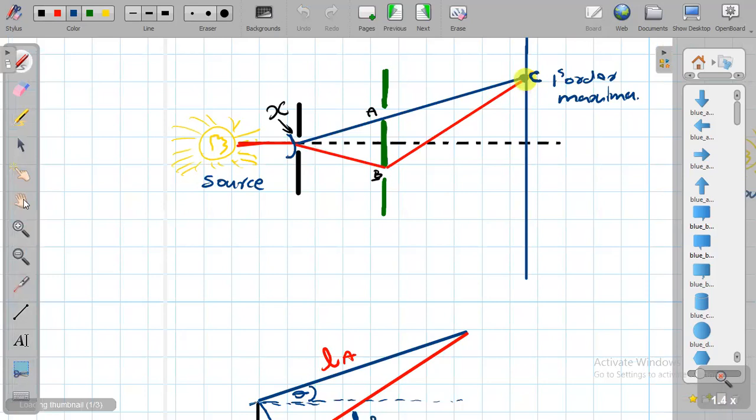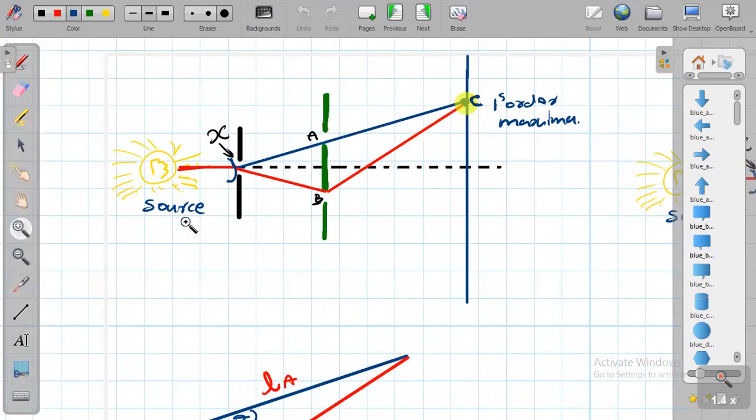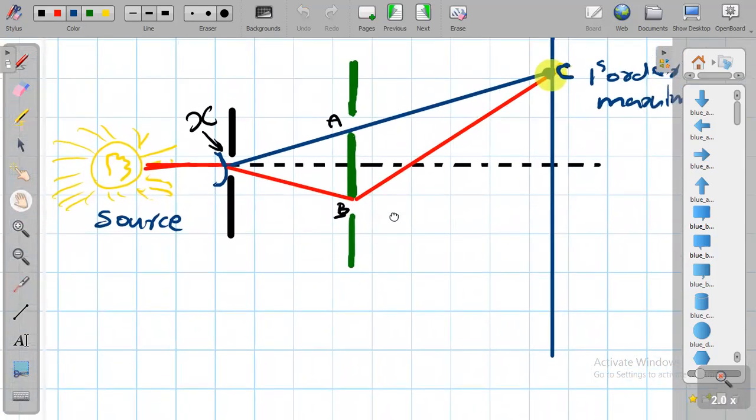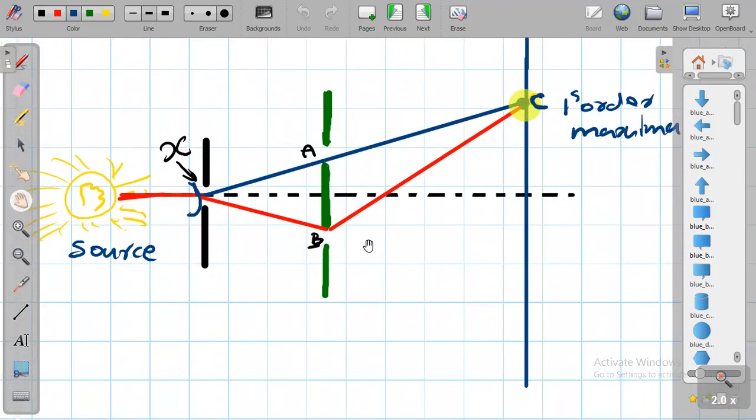Let me explain the double slit. Okay, double slit interference. The structure is something like this. You have a light source and a single slit here. X is the single slit. And there is a double slit here. The diffraction grating is also in the same manner. There are multiple of these openings. That's the difference in the grating. I only take a double slit here to explain the process.